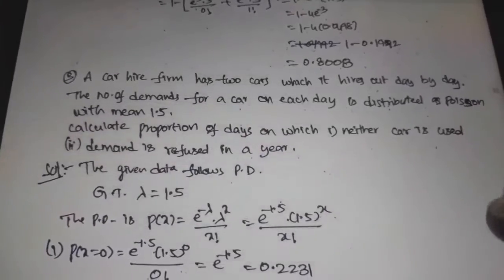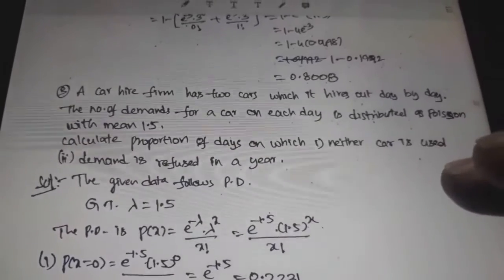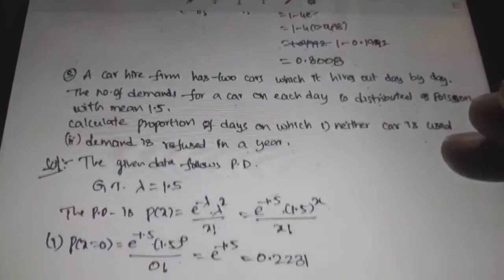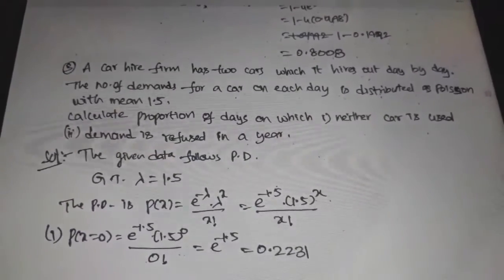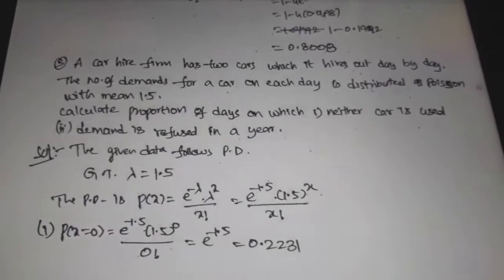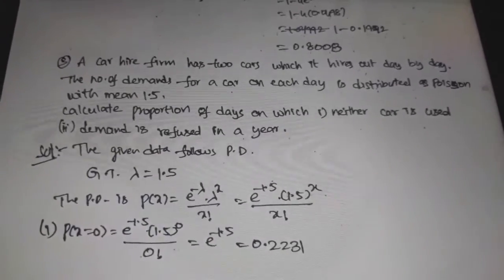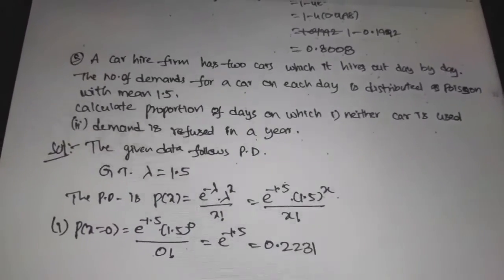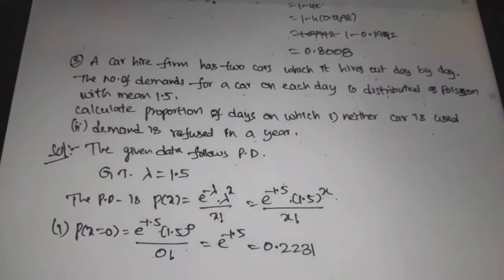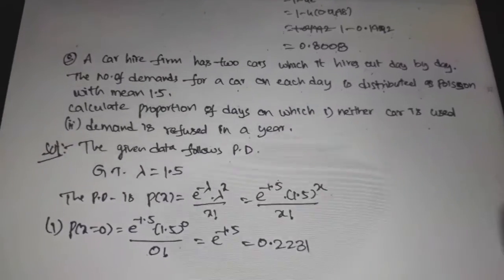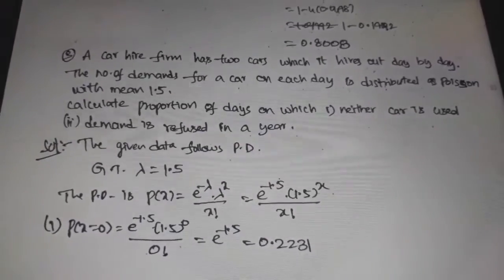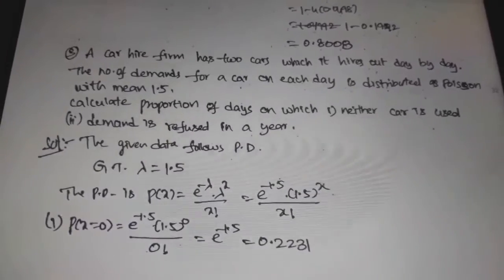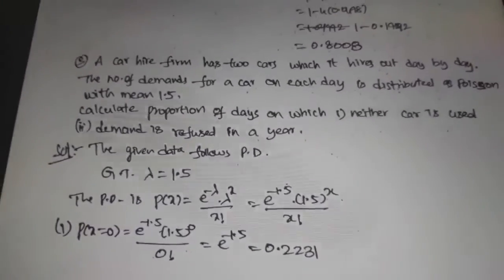Then next: a car hire firm has 2 cars which it hires out day by day. The number of demands for a car on each day is distributed Poisson with a given mean, lambda. Calculate the proportion of days on which neither car is used, and on which demand is refused in a year. You should find 2 points. Neither car is used means no use on that particular day. So that's why P of x equal to 0.